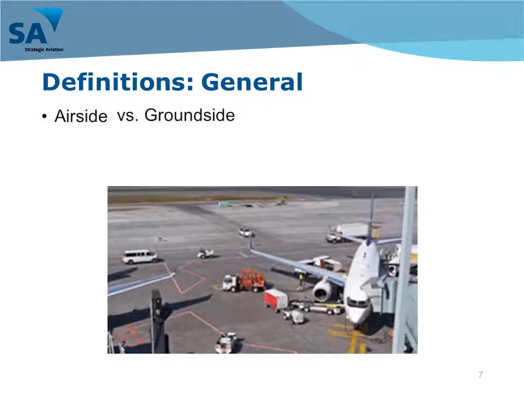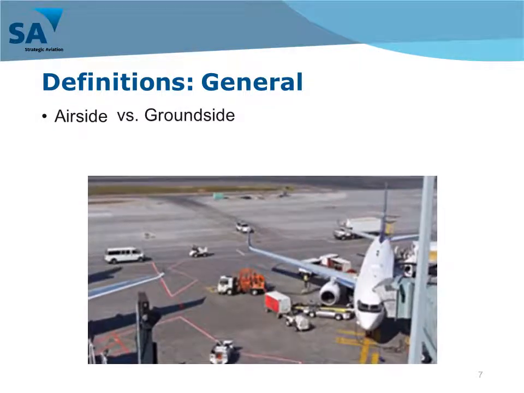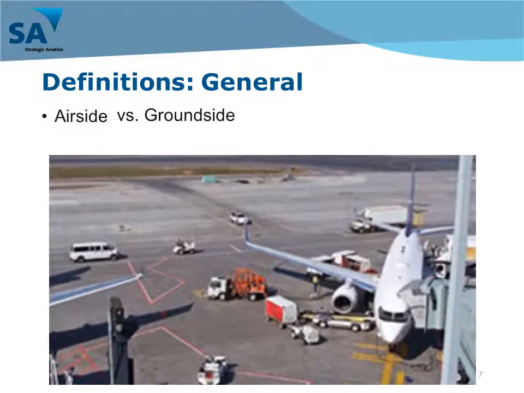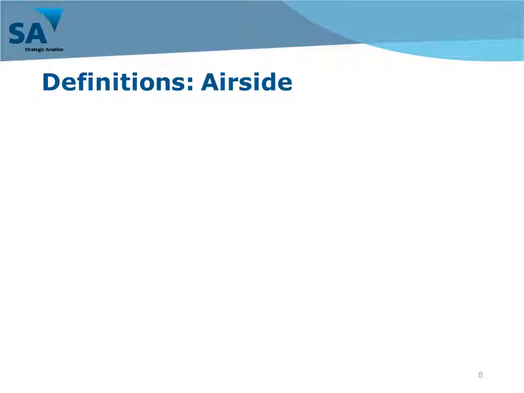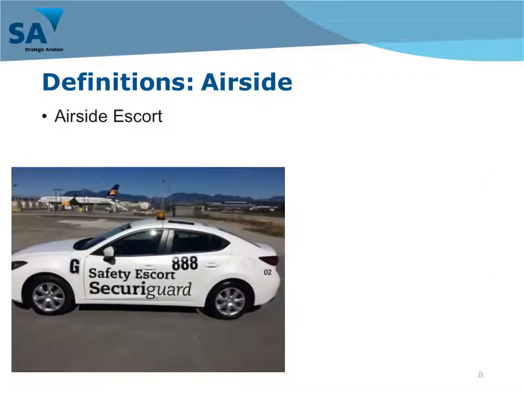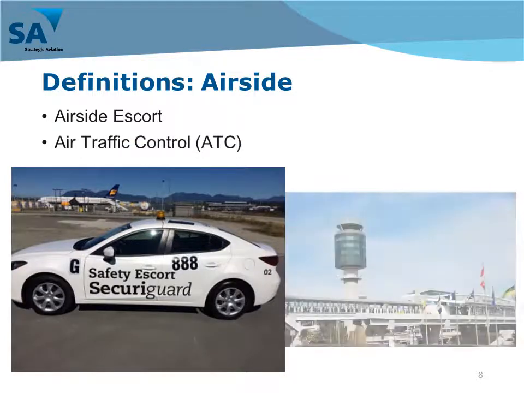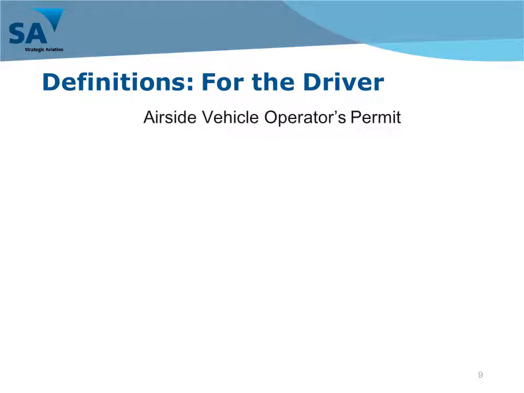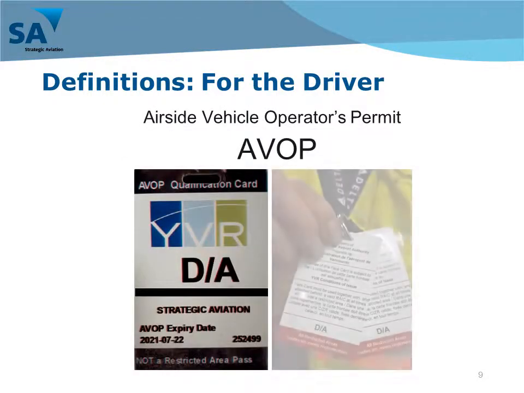All airports can be divided into 2 parts, airside and groundside. Airside is that area beyond security checks and passport control, which is used by the aircraft to load, unload, take off, and land. An airside escort is someone who is authorized to escort others into the restricted areas of the airport. Air traffic control is usually located in a tower overlooking the airport, as this is where aircraft and vehicle movements are controlled from.